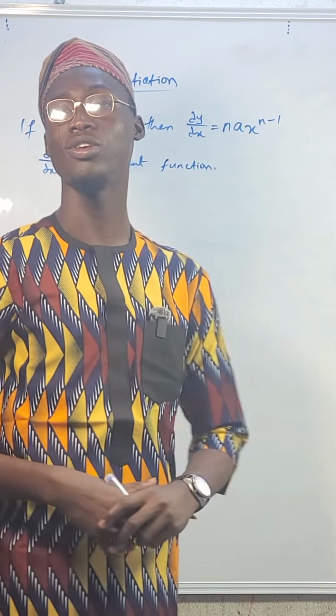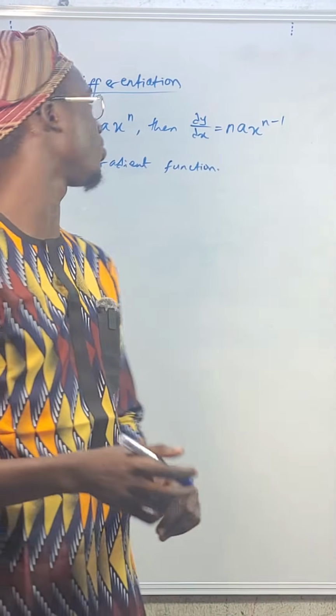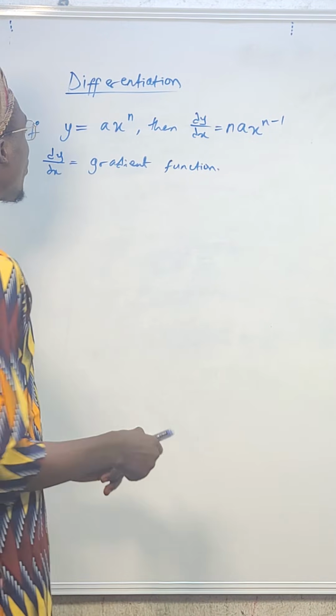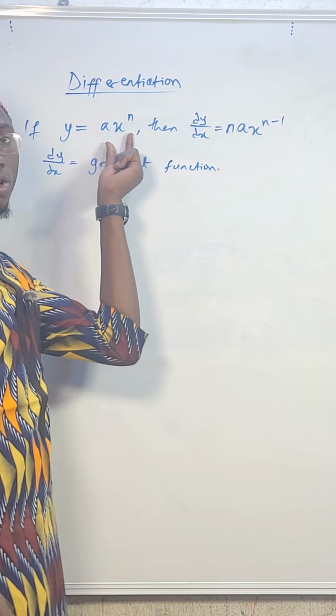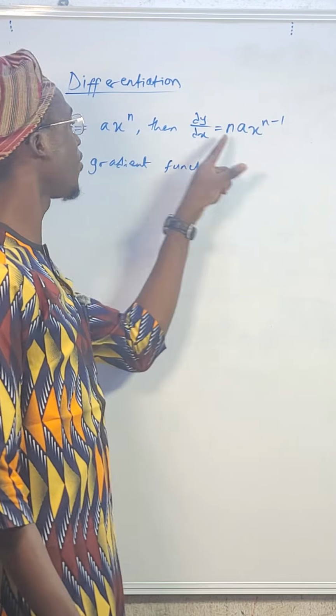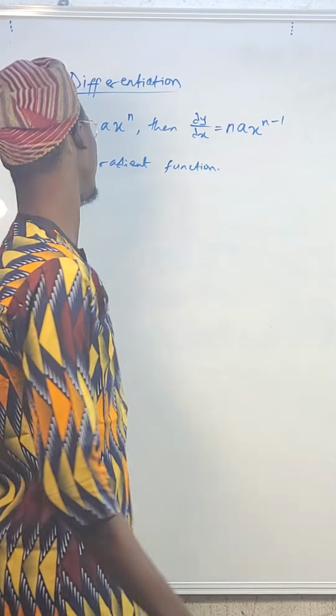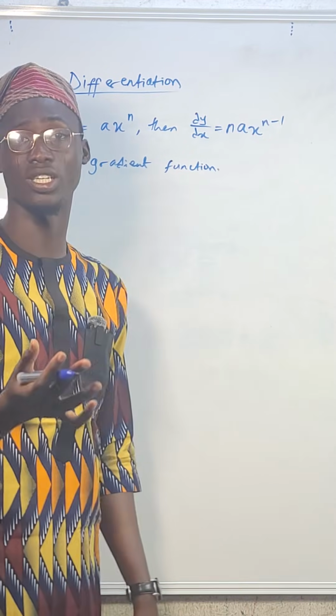So today we'll be going through differentiation, just a short little trick that you used to do. If you have a function like y equals ax raised to power n, that's a polynomial function. They'll just say that dy/dx equals n ax raised to power n minus 1, you bring the power down. What do we call this dy/dx? We call it the gradient, okay? We call it the gradient function.